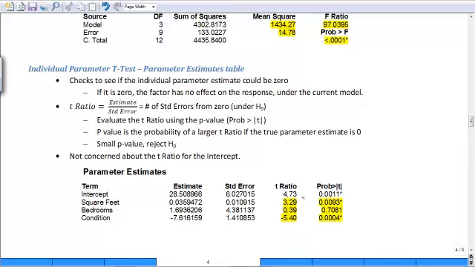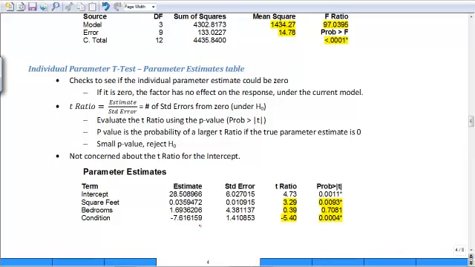As we work our way down, the T ratio for square feet is 3.29, which means that this parameter estimate, 0.0359, is 3.29 standard errors away from 0. So this is a significant factor. The second factor, 1.69 for bedrooms, is only 0.39 standard errors away from zero.